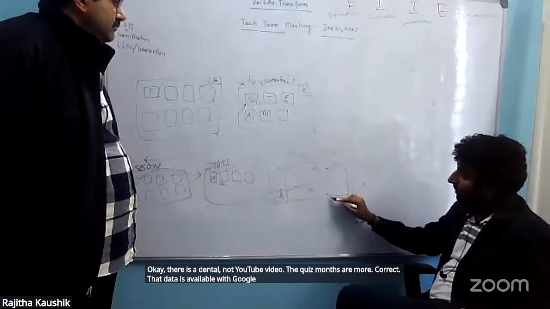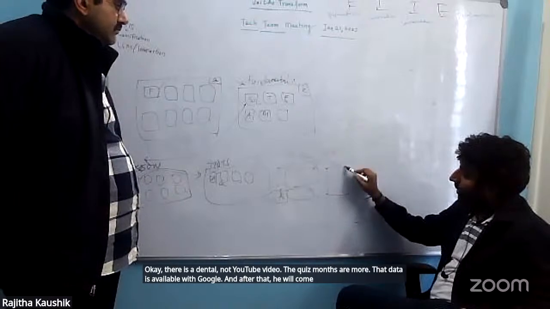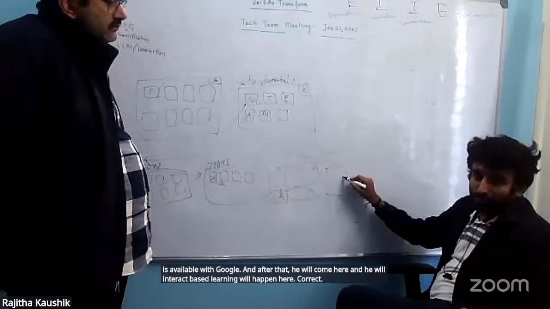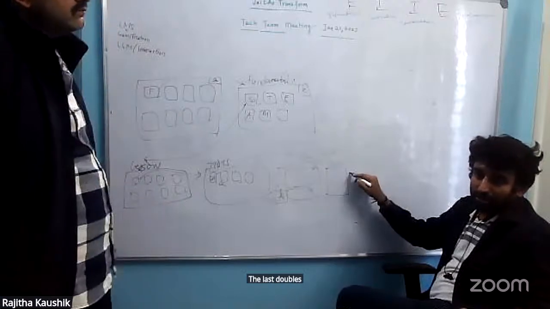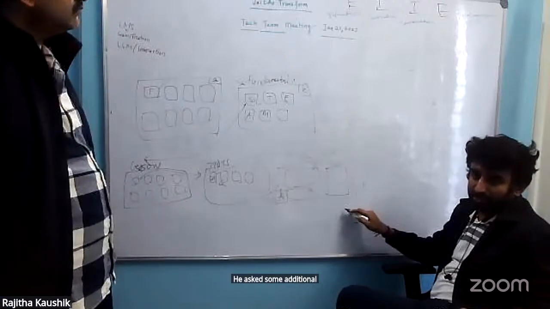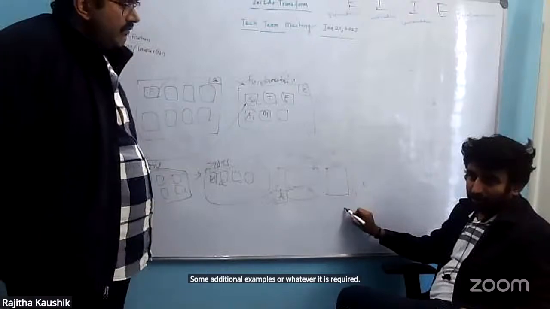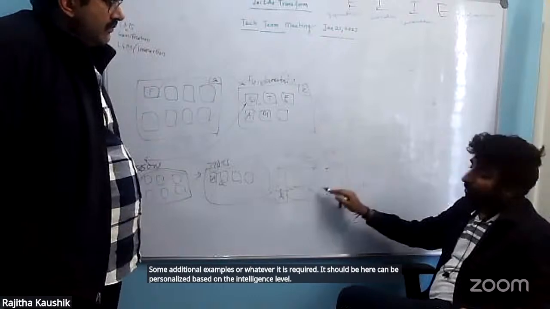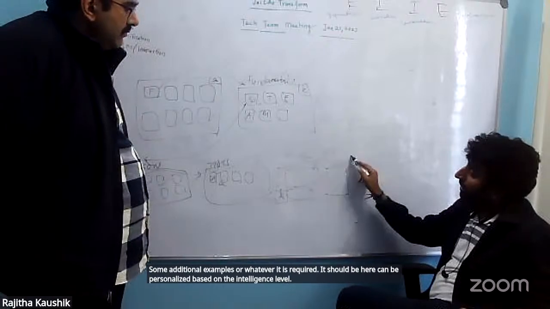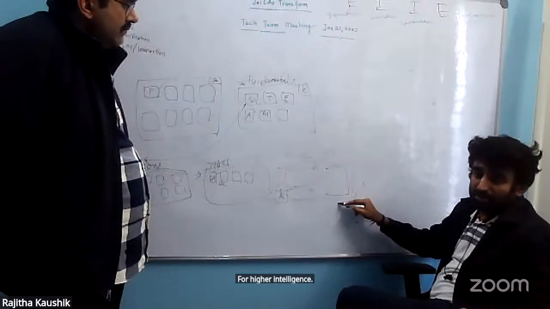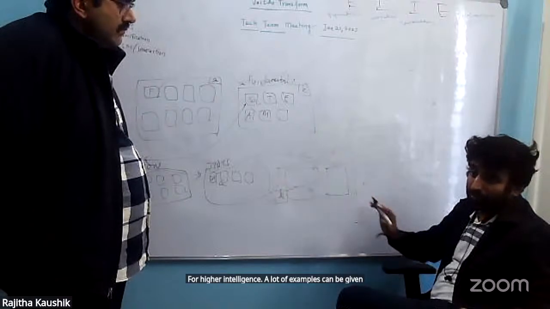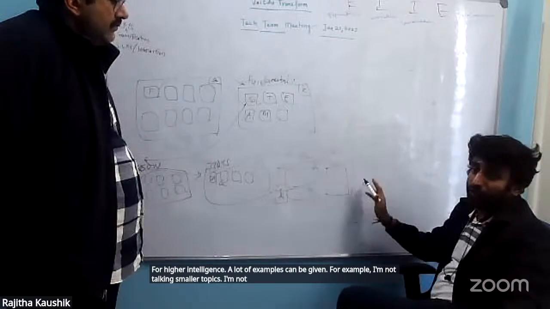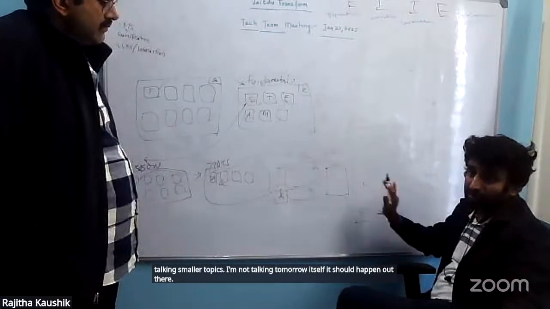After that, he will come here and interaction-based learning will happen. He'll ask doubts, some questions, some additional examples, whatever is required. Here it can be personalized based on the intelligence level. For higher intelligence, higher level examples can be given. I'm not talking about smaller topics, I'm just talking about the desired level.